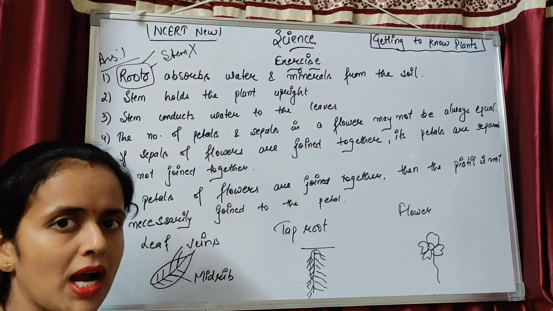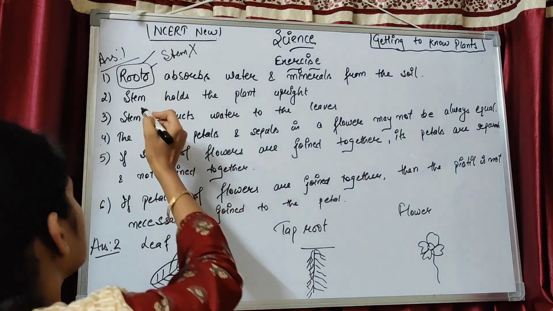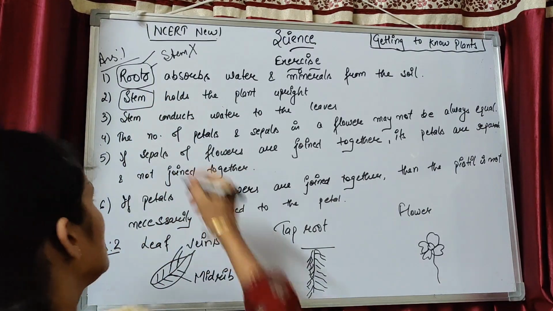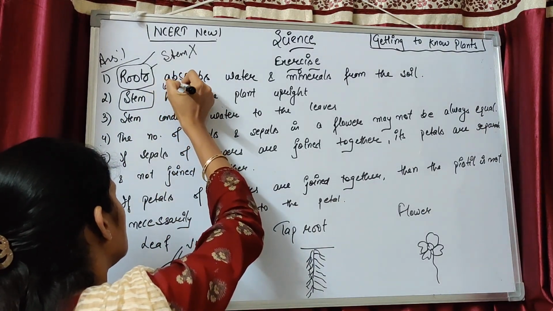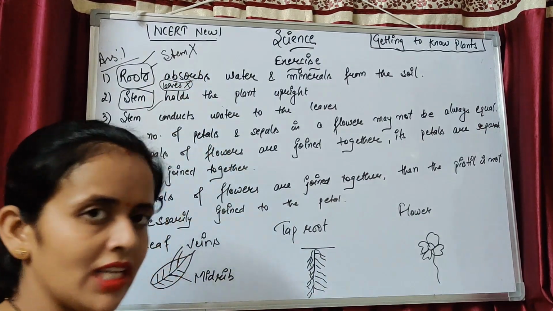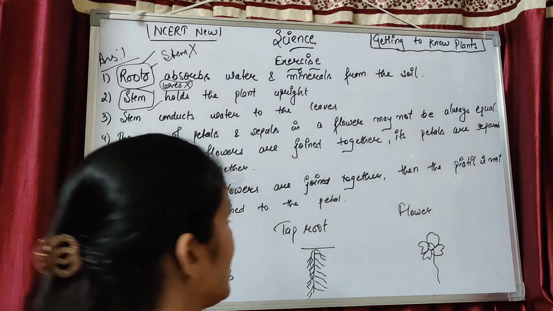Did leaves hold the plant? No. Stem holds the plant upright. So leaves is wrong and stem is right. Stem holds the plant upright.